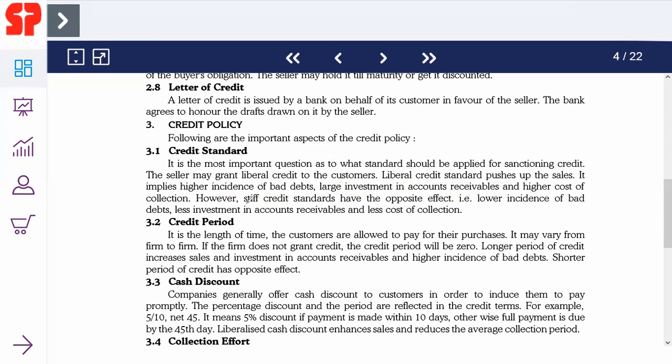But the other extreme will be a stiff credit standard. If your company has a strict credit standard and gives credit to very selected persons only, it will have an opposite effect. Sales will be less, but all other things will also be less. That is, a lower incidence of bad debts. Your investment will not be blocked, so you will not be required to take the overdraft facility. Your collection cost will be less. So there are two extremes. One is the liberal standard and another is the stiff standard.